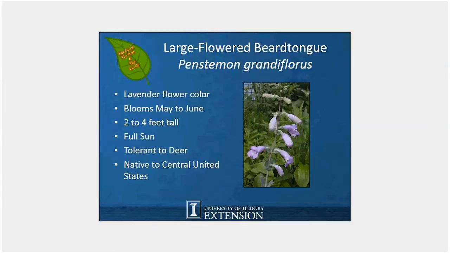The large-flowered Beardtongue, this is a Penstemon, gives you the lavender flower color. It's going to bloom earlier than the ones we've shown you already. It's going to come into bloom usually end of May into June. Tolerates full sun, and deer don't seem to prefer it. At least that's what we found in our research and what Missouri Botanic Garden reported. So here you have something getting closer to those color tones of the Lythrum, and it will give you an earlier bloom.